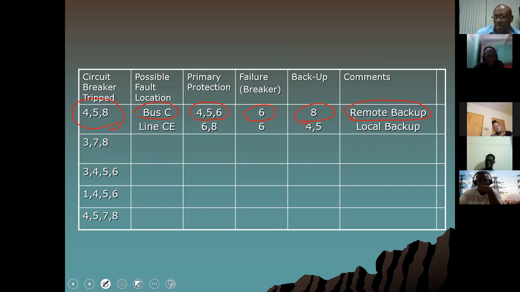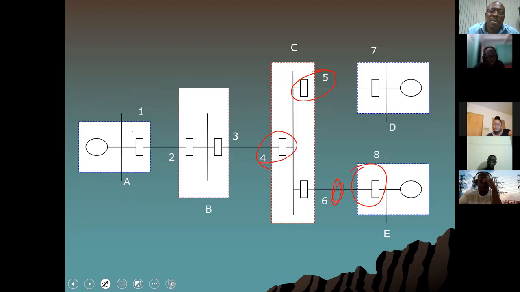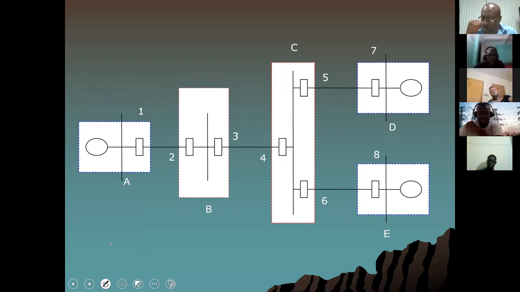Everybody with me? All right, now, the other possibility I put in is that if we had a fault on line CE, so let's look back at CE. So the fault is on CE. So if the fault is on CE, Johnson, which breakers should have operated? The fault is on CE, you would operate on 6 and 8. So 6 and 8 would operate.